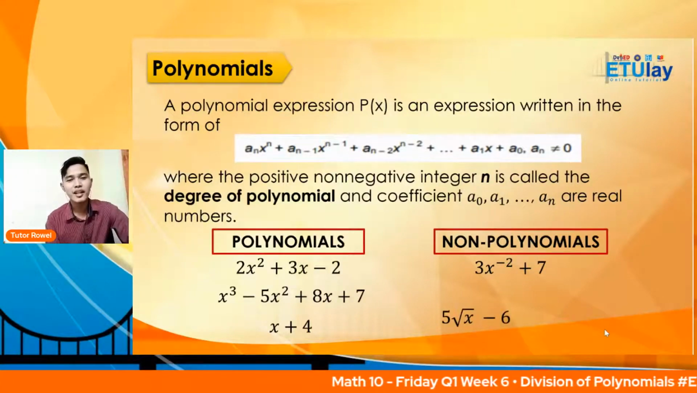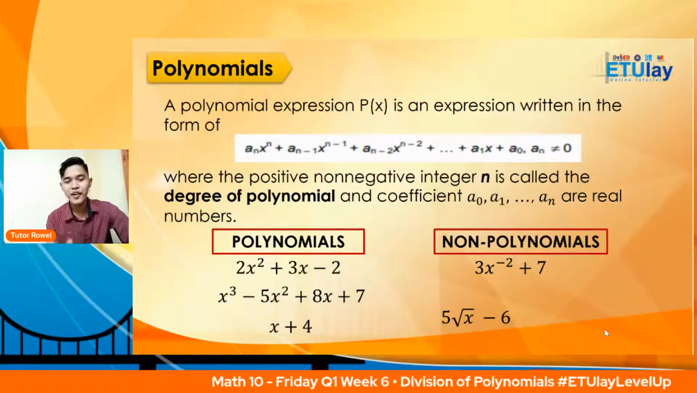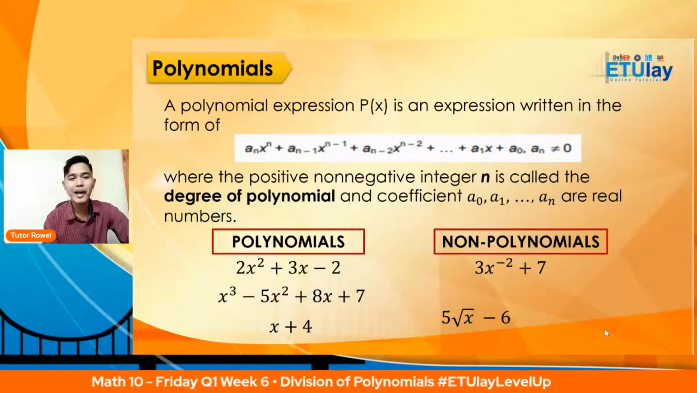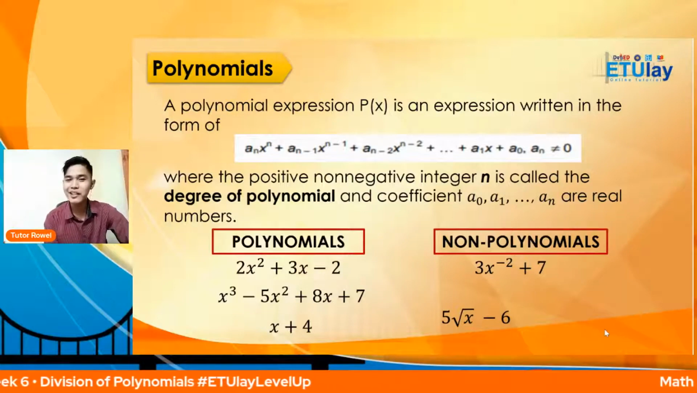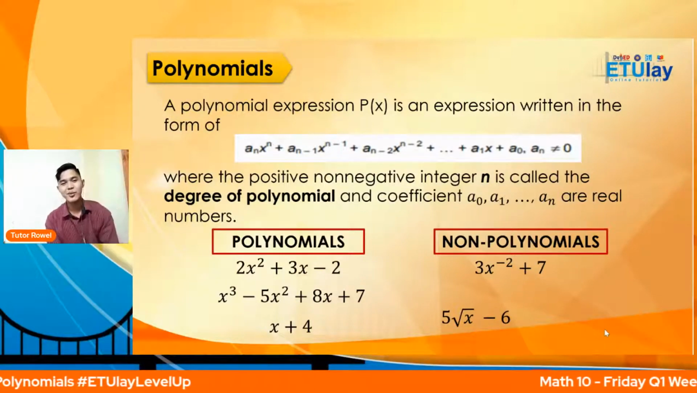Bakit po siya hindi polynomial? We have 5 square root of x minus 6. So bakit ito ay hindi polynomial? Mathletes, what do you think?